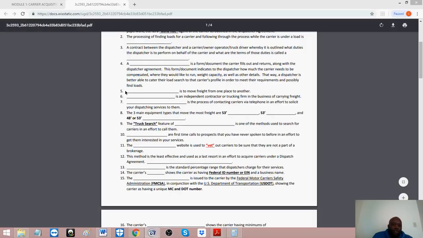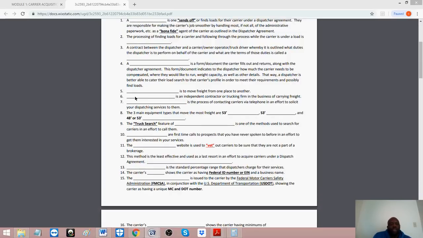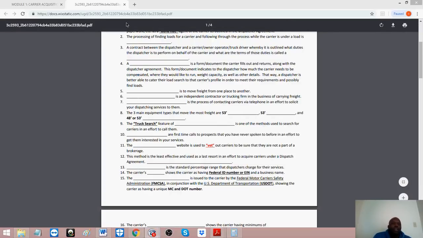Number five, blank is to move freight from one place to another. Now this one may be kind of tricky. It starts with the letter T. Transport. Transport. Correct. Sergio.